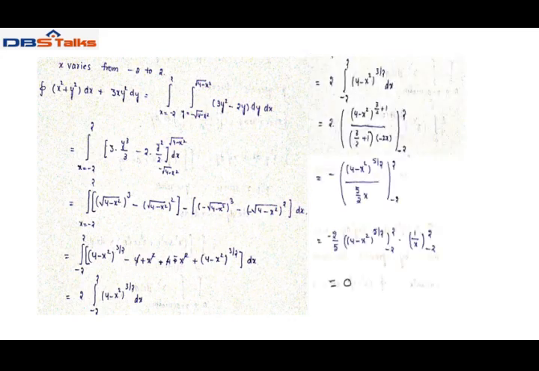So integrate (4 minus x²)^(3/2). The integration is (4 minus x²)^(3/2 plus 1) by (3/2 plus 1), and multiplied by the differentiation with respect to x of 4 minus x², which is minus 2x, with the limits minus 2 to 2. So that equals minus of (4 minus x²)^(5/2) in the numerator, and the denominator is 5/2 into x. Then substitute, upper limit is plus 2, lower limit is minus 2. So we get the value is 0.